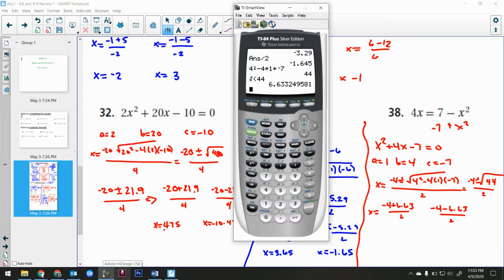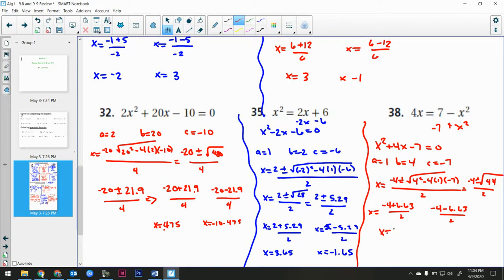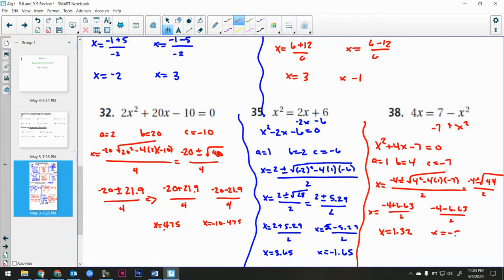Negative 4 plus 6.63 would be 2.63 over 2. It's 1.32 rounded. X equals 1.32. And then negative 4 minus 6.63 is negative 10.63, divided by 2 is negative 5.32. Okay, those are my two answers.